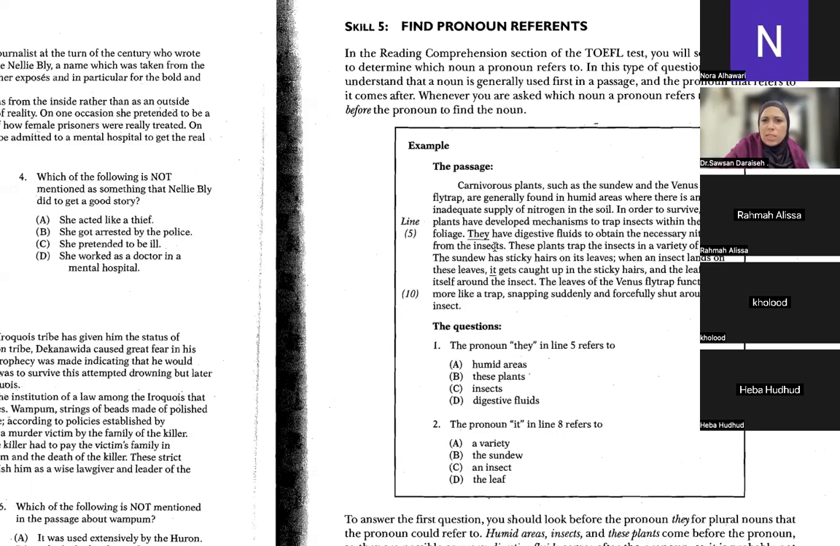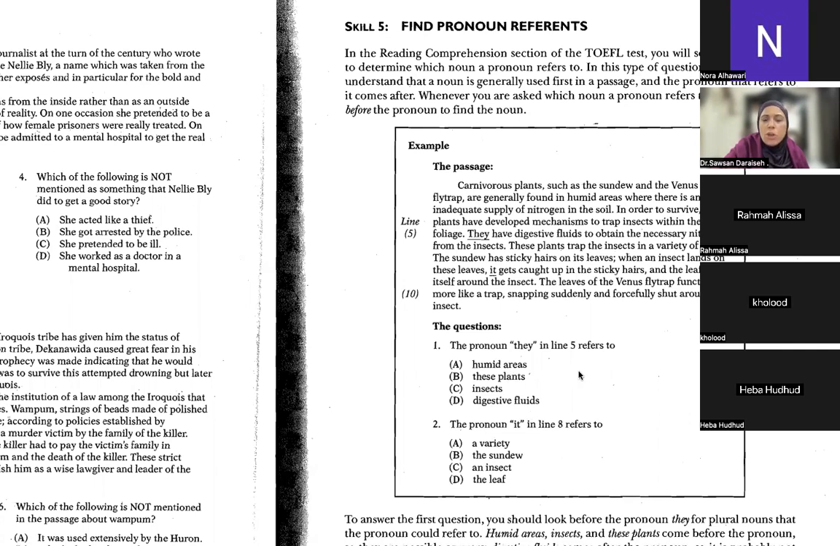Anyway, look at this they over here. They have digestive fluids to obtain the necessary nitrogen. What are we talking about here? What does they refer to? Surely something before. If you take a look, carnivorous plants such as the sundew and the Venus flytrap are generally found in humid areas where there is an inadequate supply of nitrogen in the soil. In order to survive, these plants, carnivorous plants, have developed mechanisms to trap insects within their foliage, their bodies. So we're talking about carnivorous plants, right? So what are these plants? Are we talking about humid areas here? No. These plants, yes, could be. Let's see if there's something better. Insects? No. Digestive fluids? No.